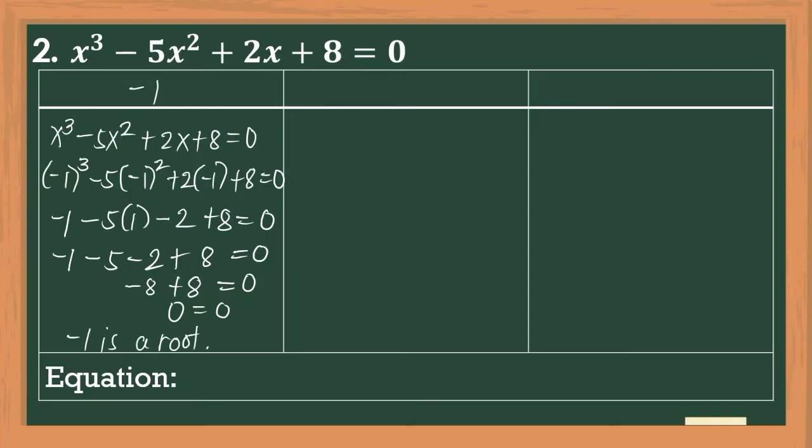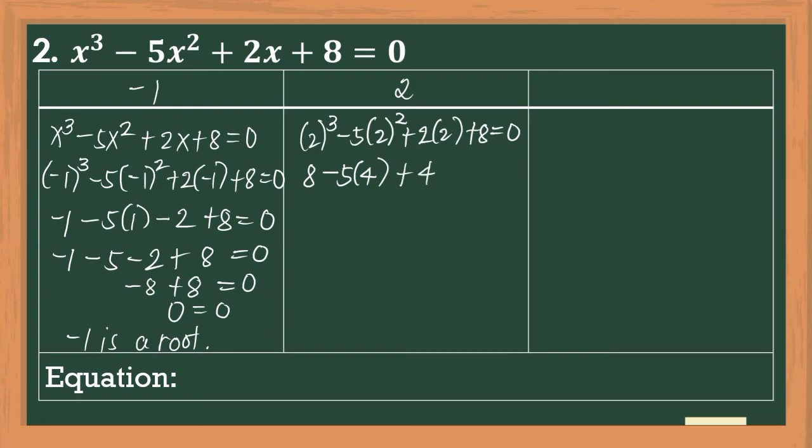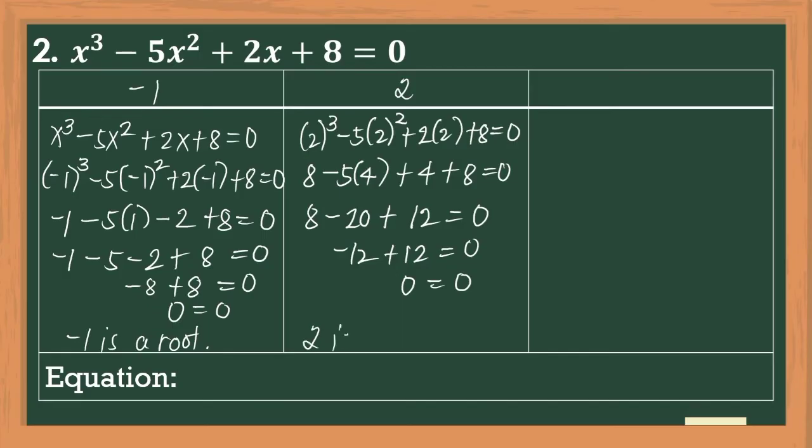What else? Aside from negative 1, we can also use 2. So it becomes 2 cubed minus 5 times 2 squared plus 2 times 2 plus 8 equals 0. 2 cubed is 8, minus 5 times 2 squared, that is 4, 2 times 2 is 4, plus 8 equals 0. So 8 minus 5 times 4, that is 20, plus 4 plus 8, that is 12. 8 minus 20 is negative 12, plus 12 equals 0. Therefore, 2 is a rational root.